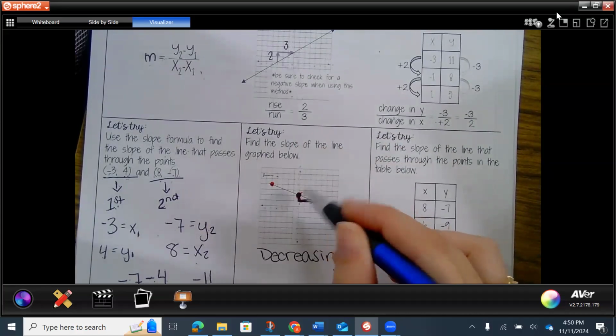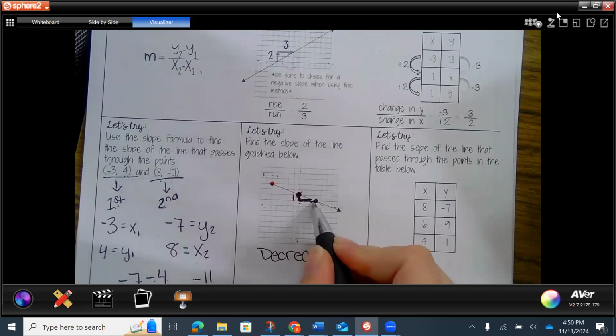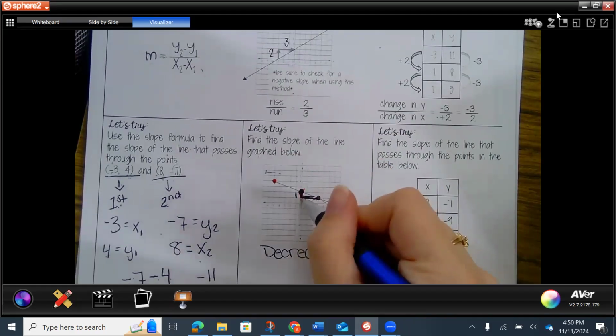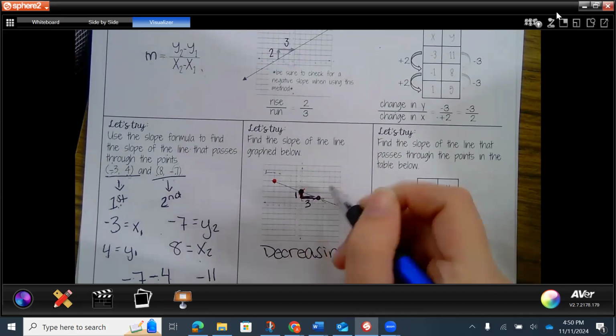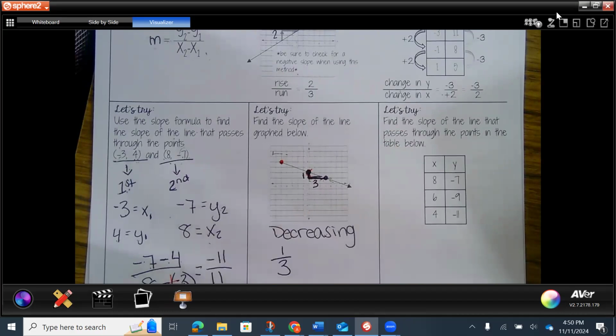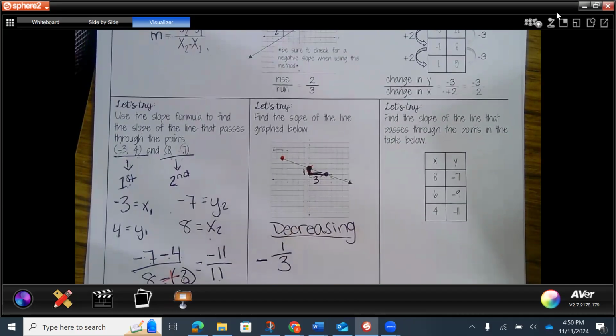So I'm going down 1, and I'm going over 3. So my rise is down 1, my run is 3. So rise over run is 1 over 3. And because it's decreasing, it is a negative 1/3. It is a negative 1/3 because it is decreasing.